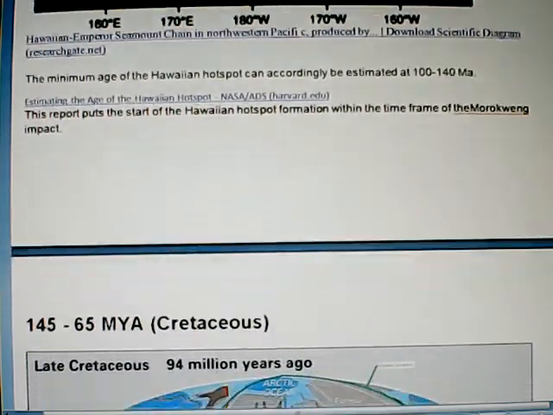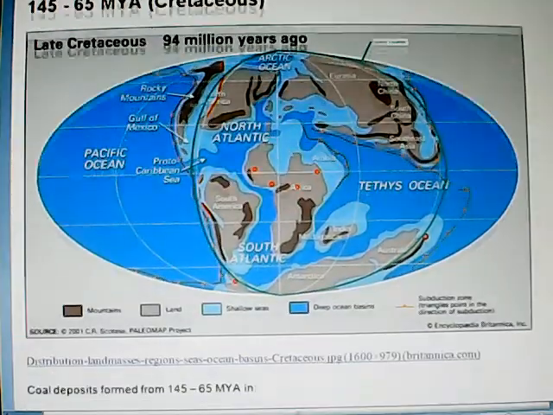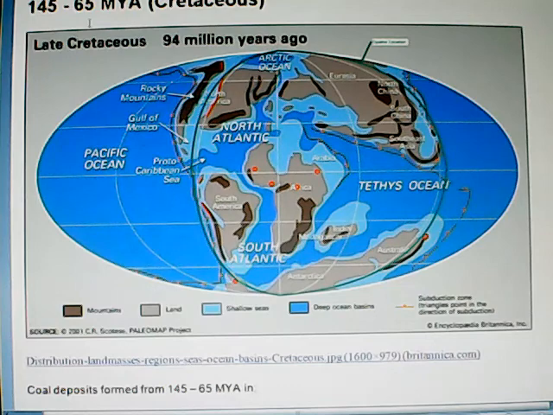And this report indicates that Hawaiian Island hotspot could be from 100 to 140 million years ago. And that report puts the Hawaiian Island hotspot formation within the time frame of the meteor impact. And from 145 million years ago to 65 million years ago, the green line indicates the probable location of the equator.